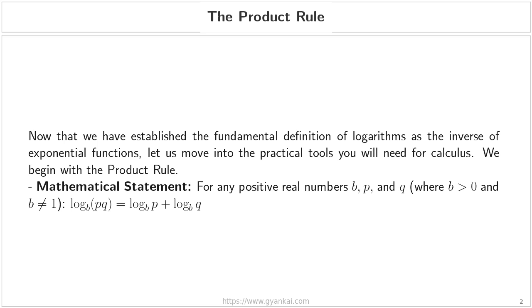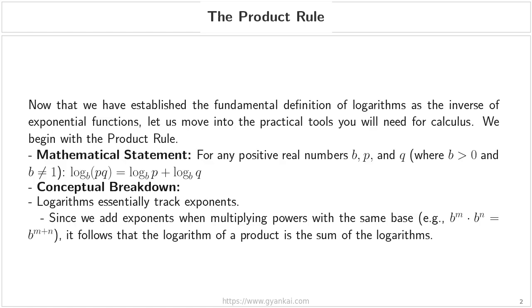Looking at the mathematical statement on the slide, the product rule states that for any positive real numbers b, p, and q, where the base b is greater than 0 and not equal to 1, the log base b of the product of p and q is equal to the log base b of p plus the log base b of q. To understand why this works, we need to remember that logarithms essentially track exponents.